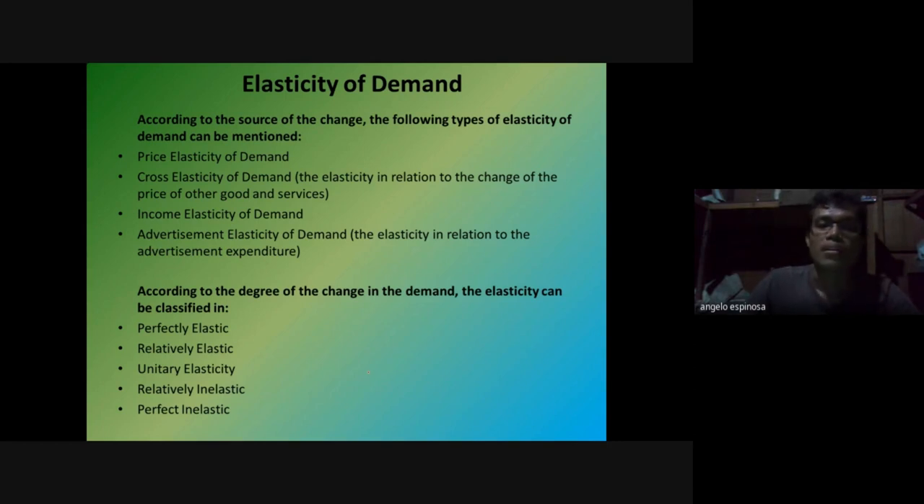Okay? So, according to the source of the change, the following types of elasticity of demand can be mentioned. So, ang pag-uusapan natin tonight is price elasticity of demand.